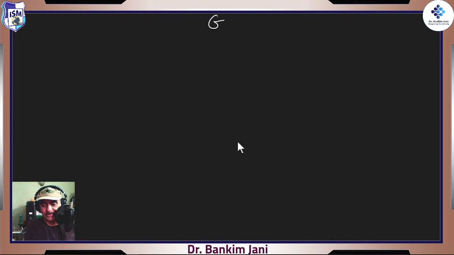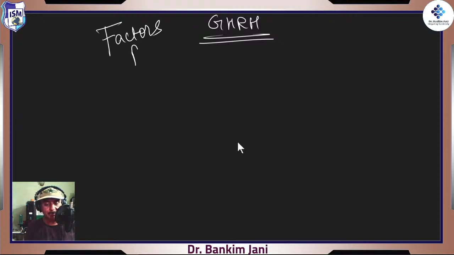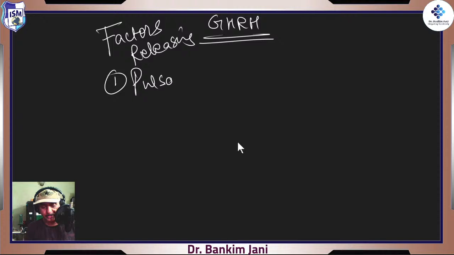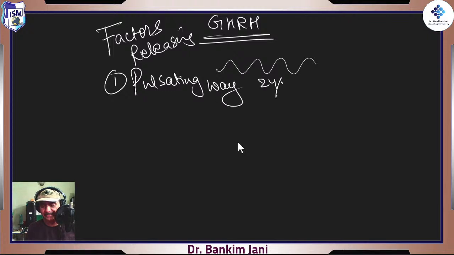So GHRH, right? Which are the factors which are releasing it? So this would also be a very important point. Factors releasing GHRH. One first factor, it is getting released 24/7, in a pulsating way, right? Like this, increase, decrease, increase, decrease, but constantly it is getting released, 24/7.